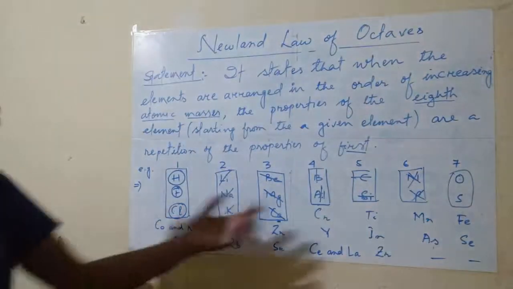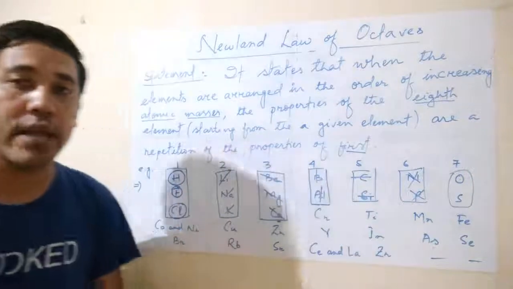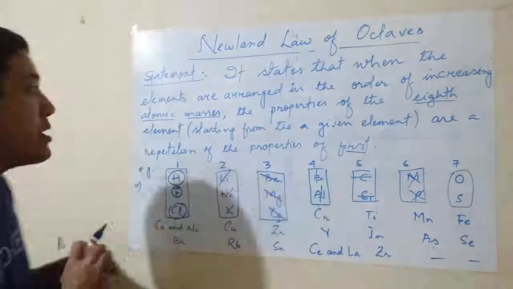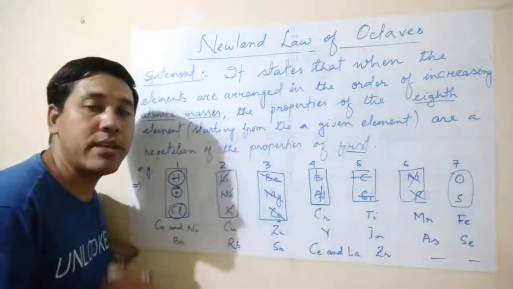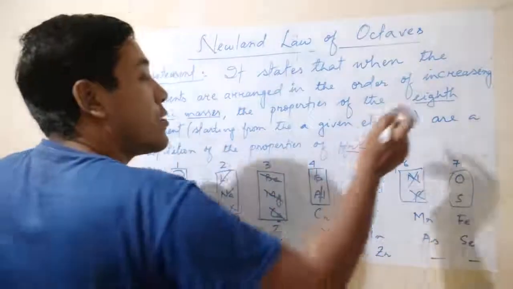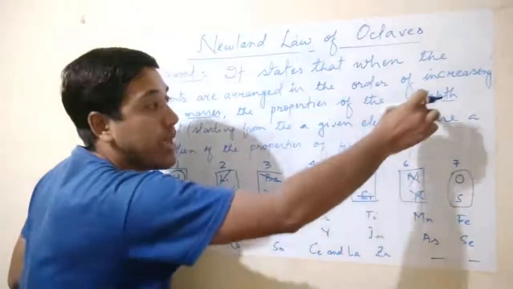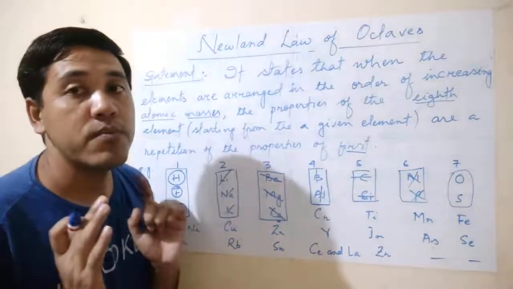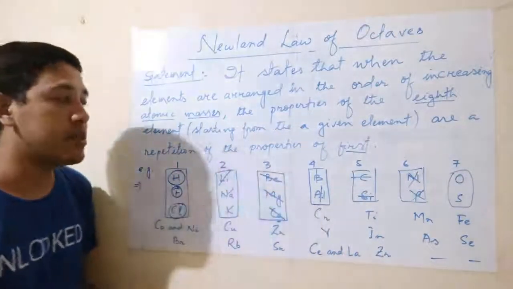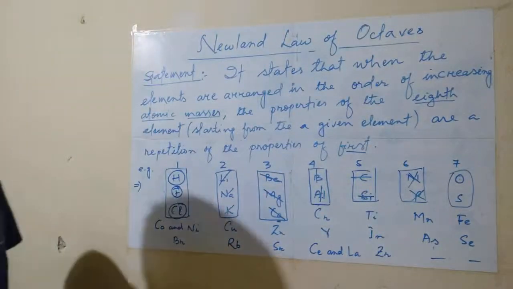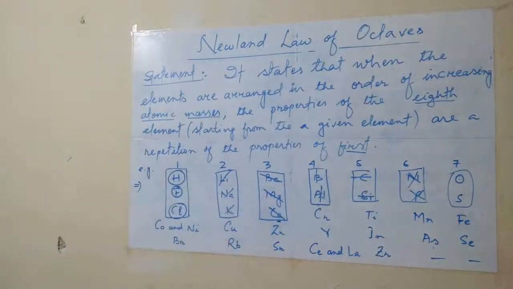Now, in this way he classified the elements. According to, number one, the increasing order of atomic mass, and number two, the properties of the first element and the properties of the eighth element have the same chemical property. Please copy down this one. Done? Okay.